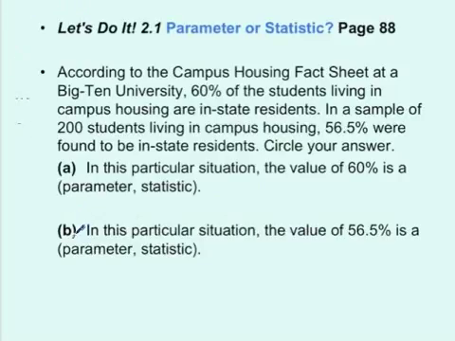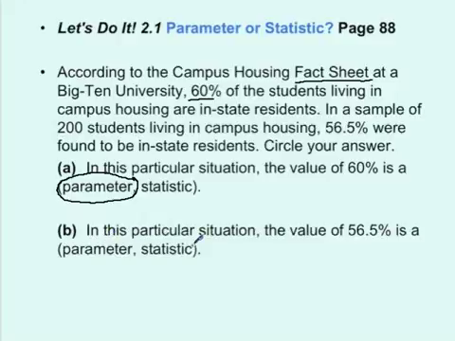All right, let's go do LDI 2.1. According to the campus housing fact sheet at a Big Ten university, 60% of the students living in the campus housing are in-state residents. In a sample of 200 students living in campus housing, 56.5% were found to be in-state residents. So circle your answer in the following. In this particular situation, the value of 60%, is that a parameter or is it a statistic? Well, it's what we were given by the fact sheet. So the fact sheet is telling us that this is the population parameter here. So that value would be the parameter, all right? It's based upon what they say of all students that live in the Big Ten university.